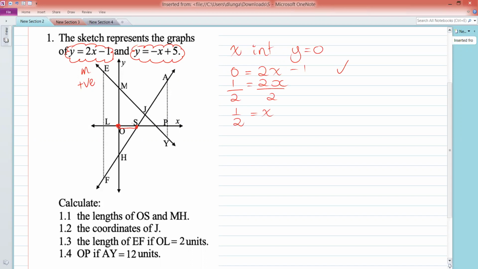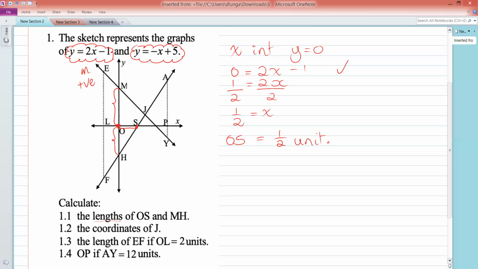Now, they're looking for a length. Remember, lengths are always positive. So the length from O to S is equal to 1/2 a unit. That's how we work that one out. Now, they're looking for MH. We're first going to work out the distance from M to O, then the distance from O to H. Let's work out the distance from O to M.